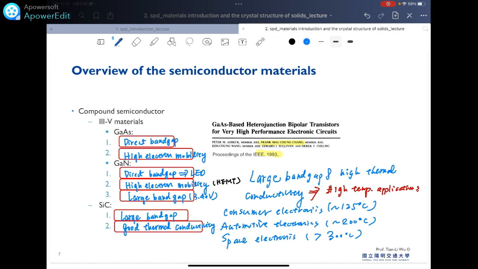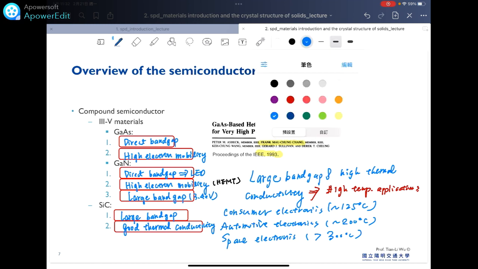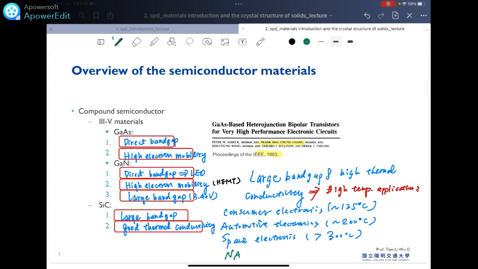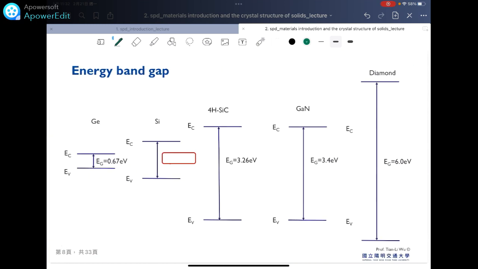But anyway, all these electronics based on space applications need to operate beyond 300 Celsius degrees. For example, in the case of NASA, they actually make silicon carbide devices for beyond 500 Celsius degrees. So that's actually for space applications. So these are very tough conditions for electronics under different application levels.